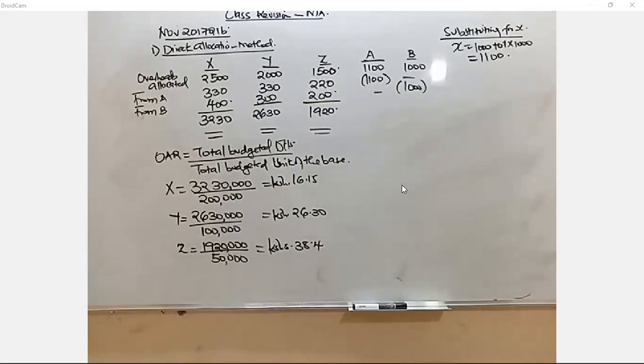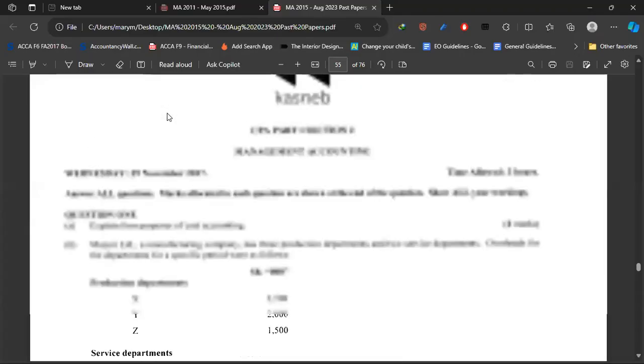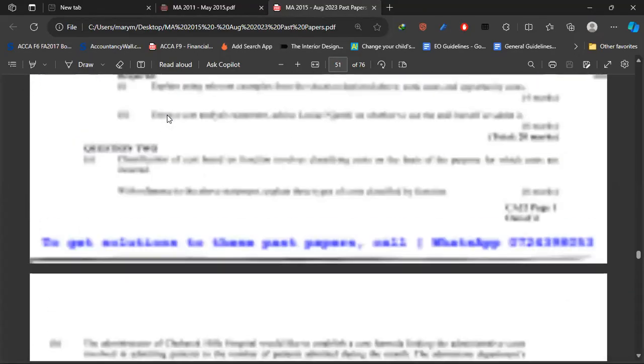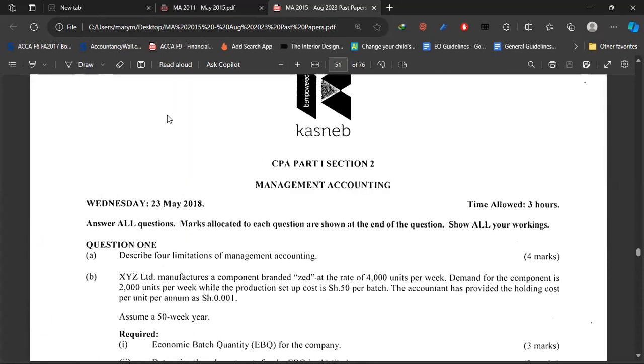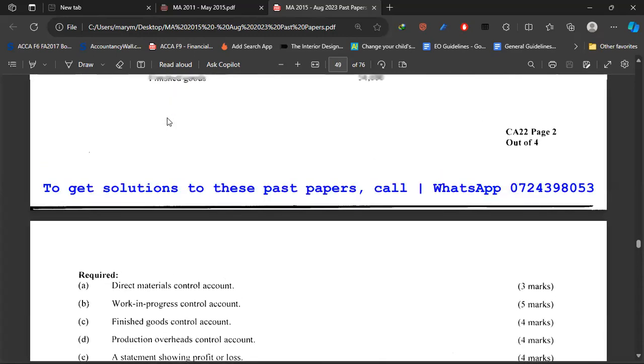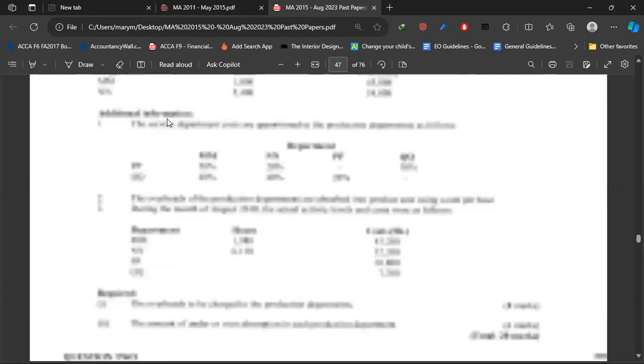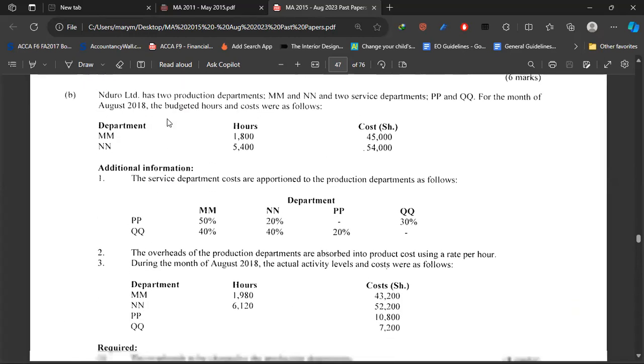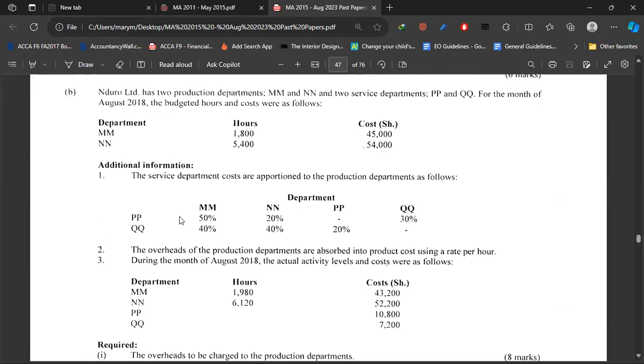There is a question which they tested in November 2018, question 1B, and this question was tested differently compared to the others. You can see these questions of the overheads are coming in number 1. Number 1B. Who is reading for us now? Shayla is here. Okay, Shayla, you can read, please.